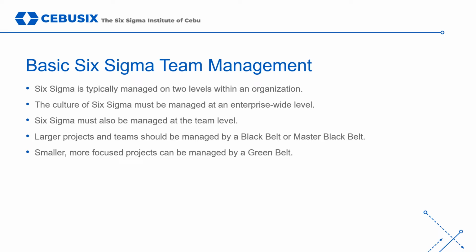Six Sigma is typically managed on 2 levels within an organization. First, the culture of Six Sigma must be managed at an enterprise-wide level, usually by a group or council of senior managers, such as executives, with the guidance of a master black belt or black belt. Ultimately, this group sets the tone for Six Sigma within an organization, provides final approval on projects, and holds others accountable for metrics, performance, and success.